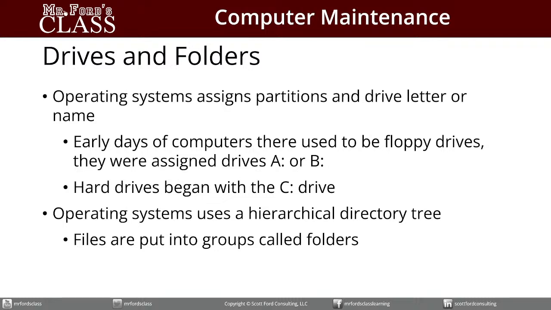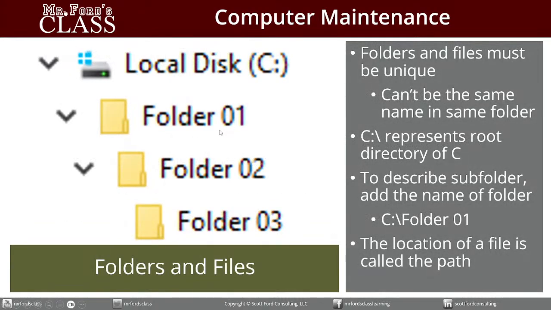So operating systems use a hierarchical directory tree. Files are put into groups called folders. Here we can see an organizational structure of this. Folders and files must be unique. They can't have the same name in the same folder.